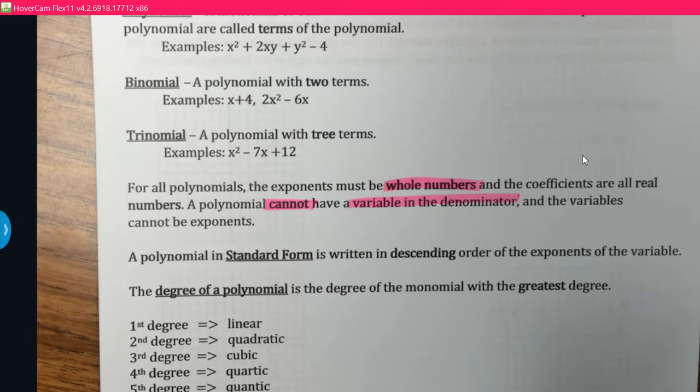So a polynomial in standard form is written in descending order of the exponents of the variable. We talked about that when we were adding and subtracting and multiplying polynomials. So standard form just goes from highest exponent down to the constant.